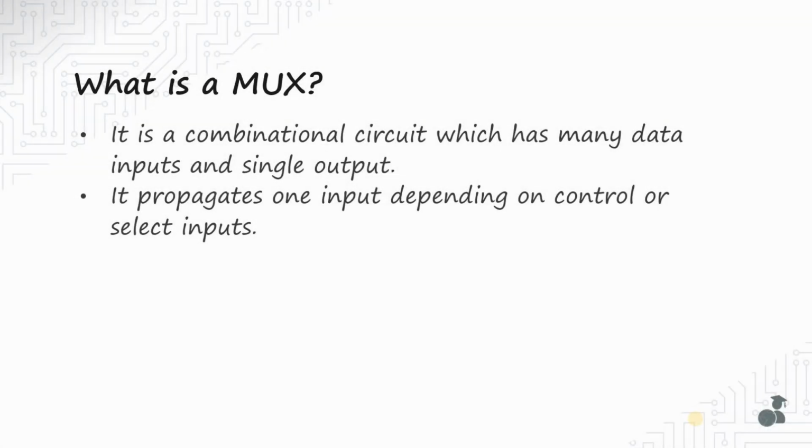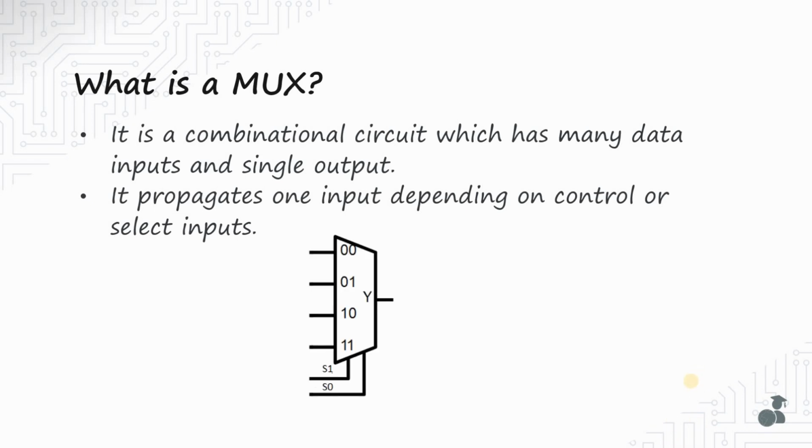So, what is a MUX? It is a combinational circuit which has many data inputs and a single output. It propagates one input to the output depending upon the control or the select lines. The representation of a 4:1 MUX is as shown here. It has 4 data inputs, 1 output, and 2 select lines.